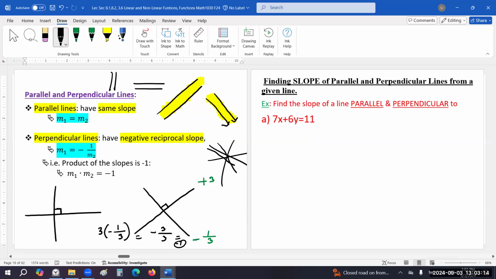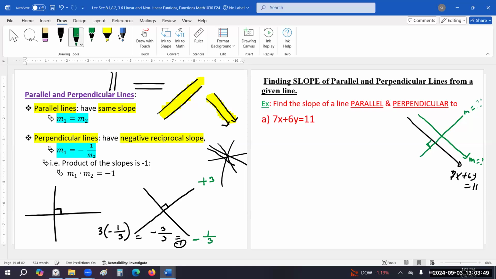Okay, let's do some examples. It says find the slope of the line parallel and perpendicular to this line. So they gave us a line: 7x plus 6y equals 11. Now they want us to find the slope for its parallel line, and the slope for its perpendicular line. Okay, two things they want us to find.